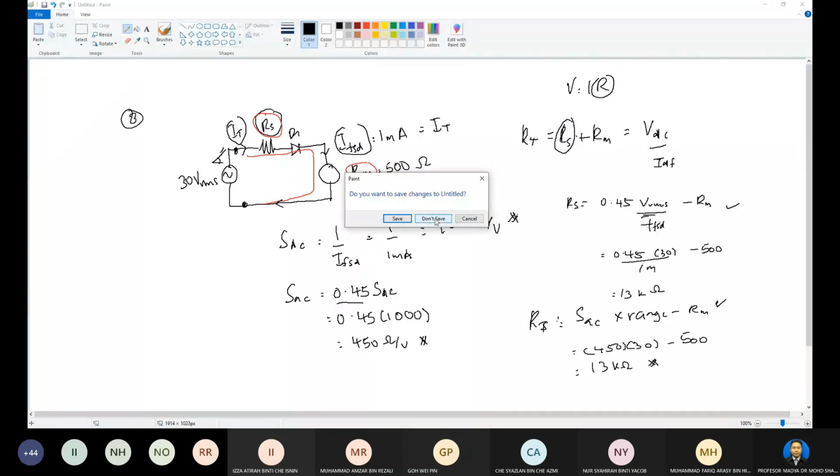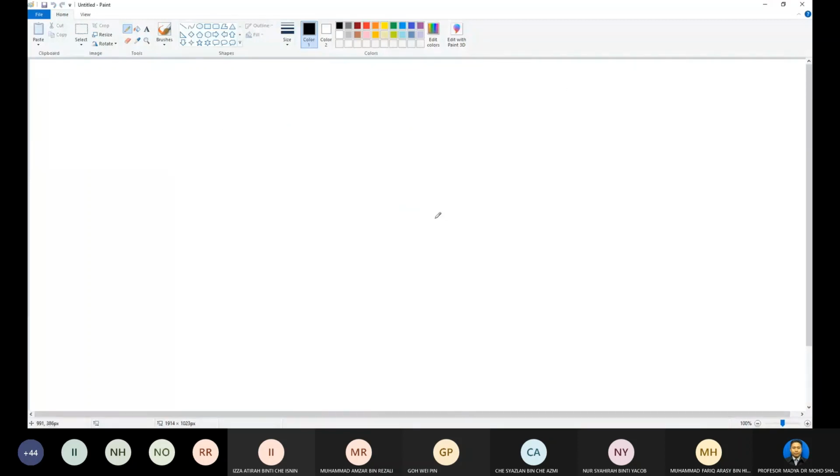Question number 4. Draw and design the AC voltmeter using the full wave rectifier for the 50 volt peak to peak sine wave range. The ensemble movement with the internal resistance of 500 and the full scale current of 200 microampere is used. Calculate the AC and DC sensitivity. First you have to draw the circuit, similar to question number 2.